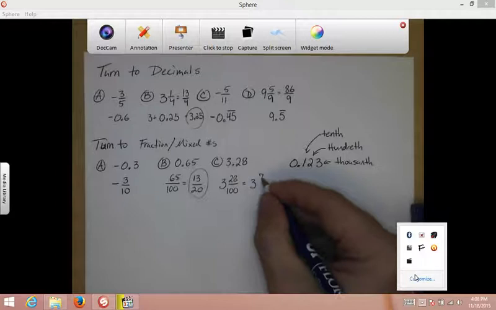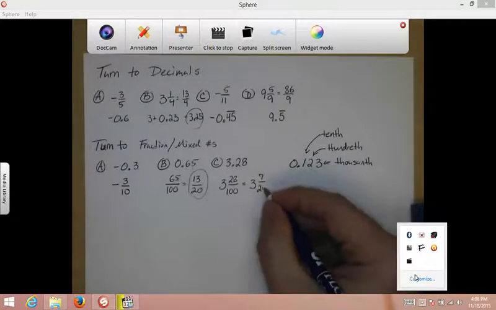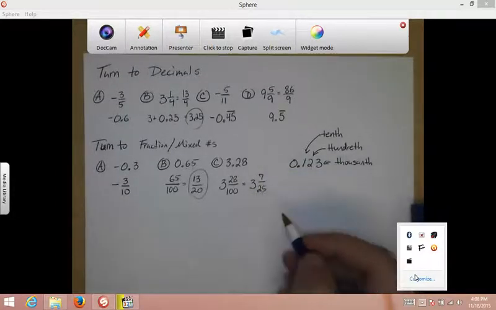28 divided by 4 is 7. 100 divided by 4 is 25. So the answer, 3 and 7/25.